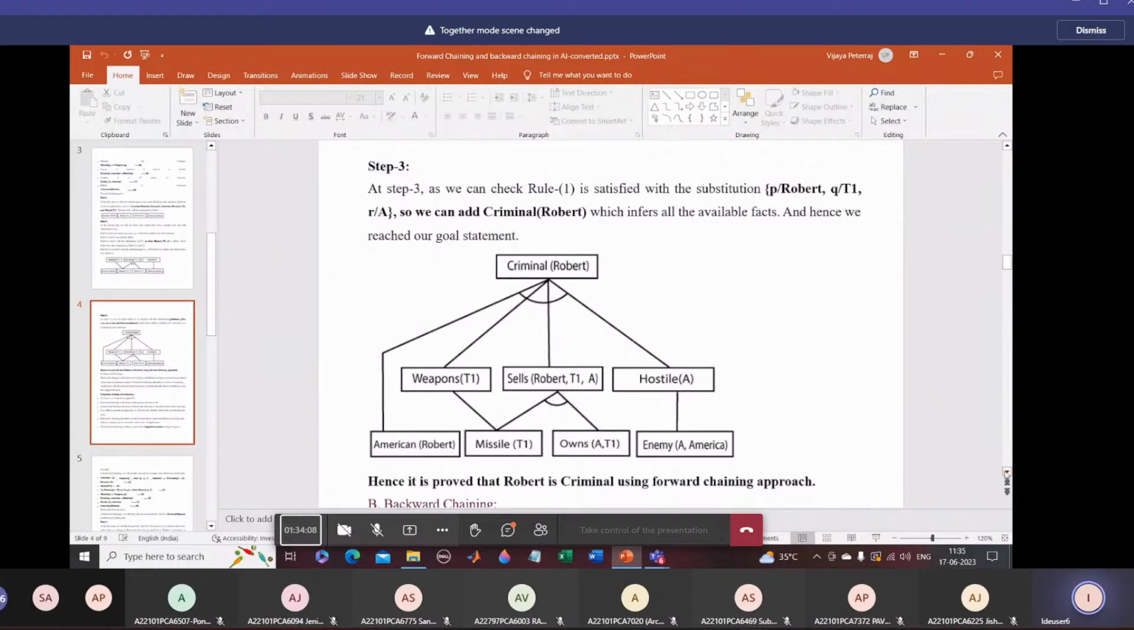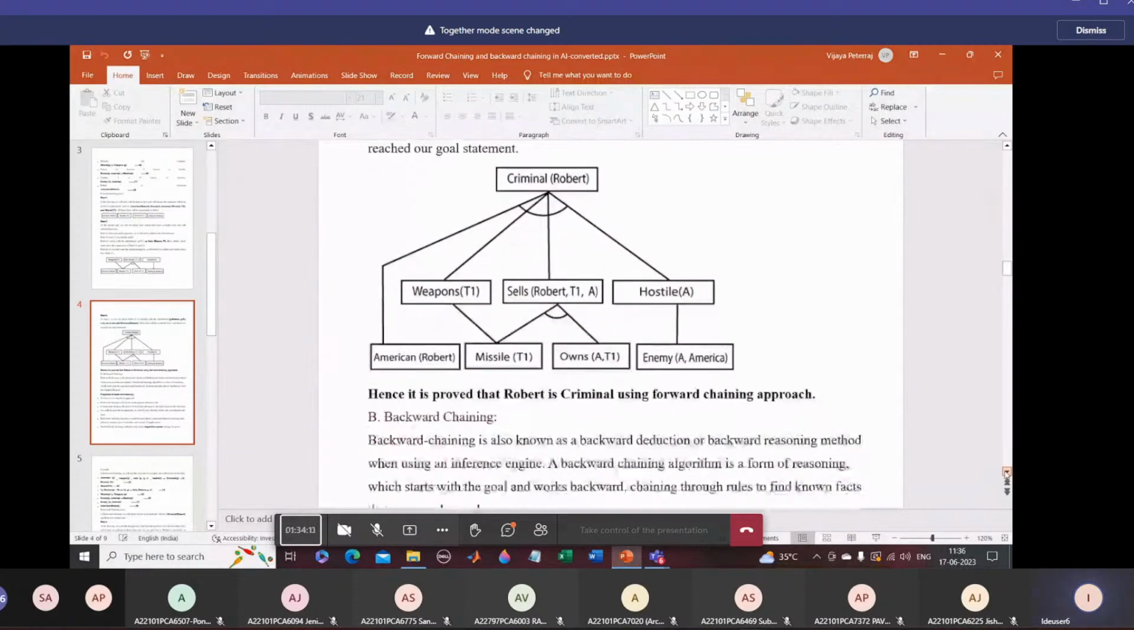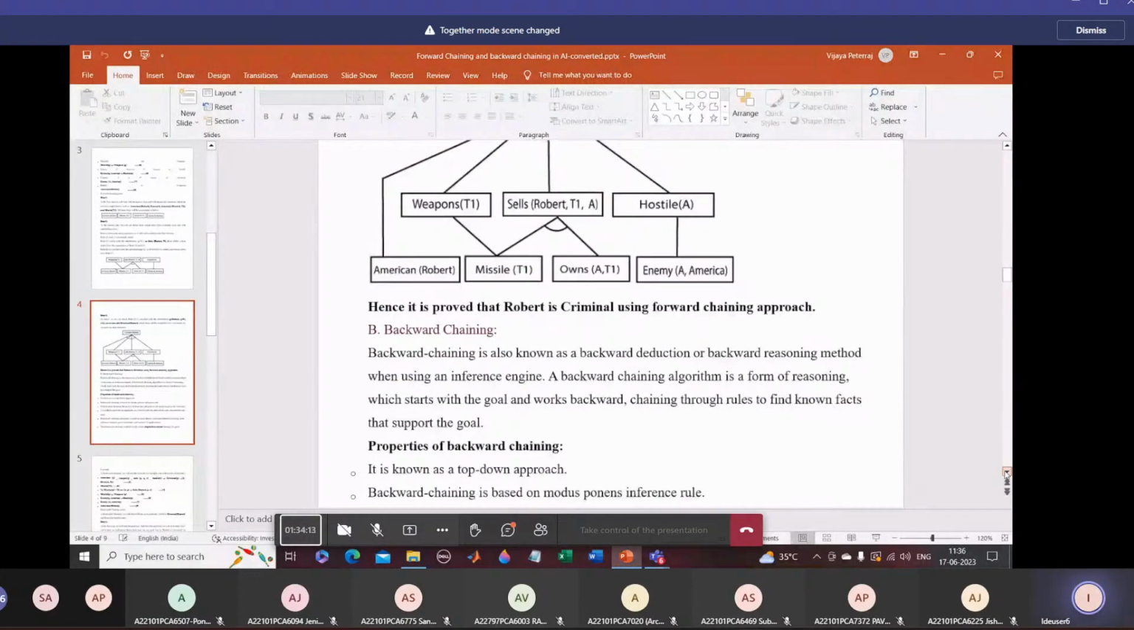அப்ப backward chaining எப்படி இருக்கும்? இதுக்கு opposite. Backward deduction or backward reasoning method, when used in an inference engine, is a form of reasoning which starts with the goal and works backward, chaining through the rules to find the known facts that support the goal. ஃபார்வர்ட் செயினிங்னா நம்ம ஃபேக்ட்ஸ் எல்லாம் எடுத்து நம்ம கோலை ரீச் பண்றோம். வெப்பன்ஸ் இருக்கு, எனிமி கண்ட்ரி, யார் அனுப்புனா அதெல்லாம் வச்சு we say finally Robert is a criminal. இது ஃபார்வர்ட் செயினிங். With all the facts we have reached the goal.